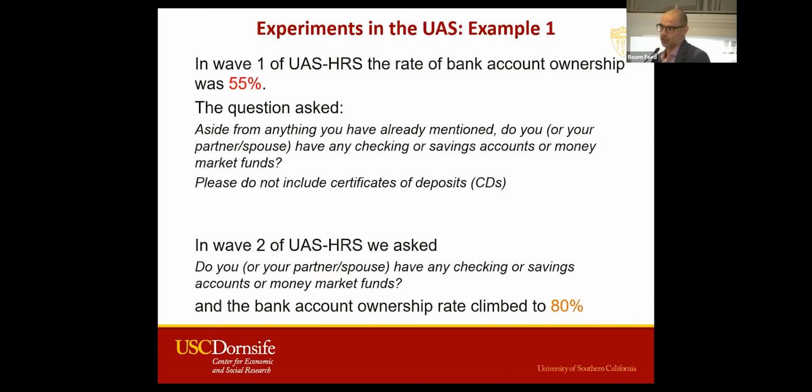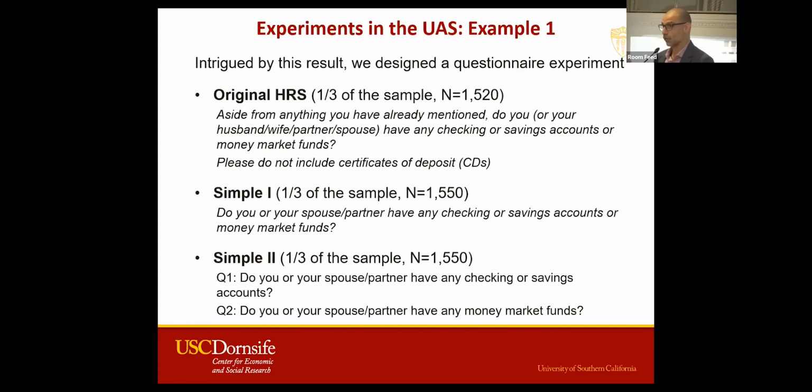We were curious about whether this was a plausible explanation. So in the second wave, we simply removed the first part of the sentence. So instead of saying aside from anything, and so on, we just say, do you have a checking account? And bank account ownership climbed to 80%. We were intrigued by these results, but in order to write a paper about it, we needed experimental evidence. So we decided to run an experiment. We randomized the sample into 3 groups.